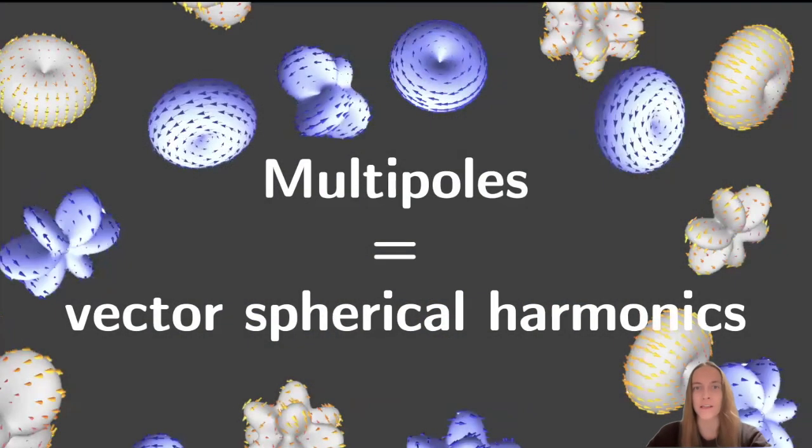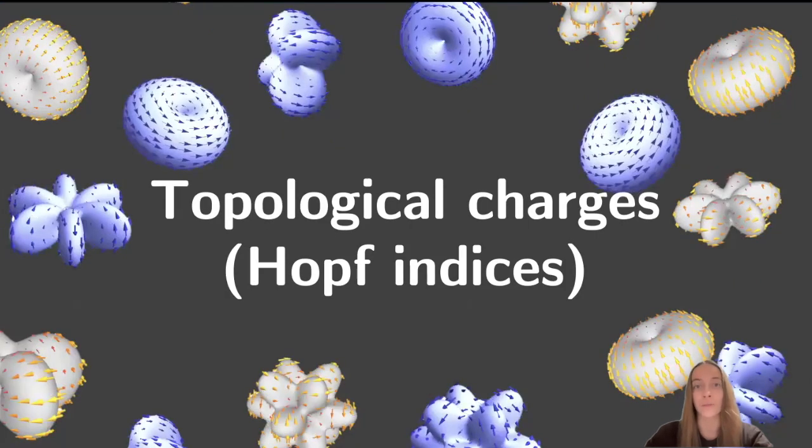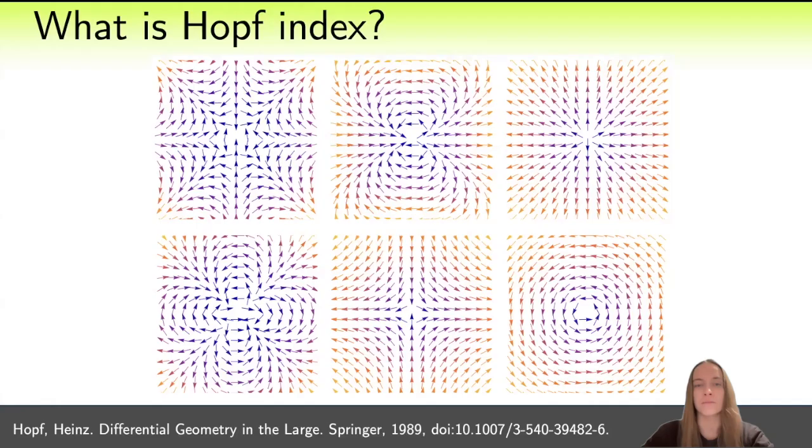Hello, this is the second part of the video about multipoles of vector spherical harmonics. In this video, I will talk about their topological charges or Hopf indices. But before we move on to the multipoles, let's consider a simple smooth vector field in a 2D plane and learn how to calculate its Hopf index.